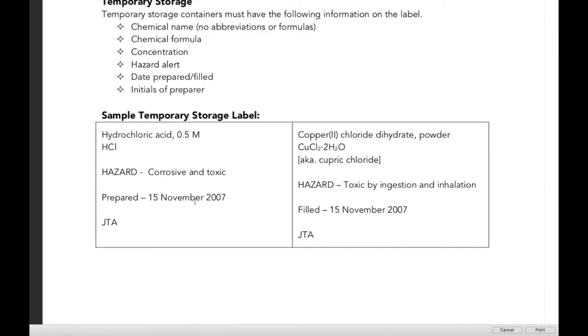Once again, you're labeling everything so that if someone else comes into your lab, they know what it is and when it was there. If you're the chemistry teacher this year and two years from now it's somebody else, they can walk into the storeroom or the lab and know what is what and have a good idea of what they need to do with it. So that's labeling chemical compounds.